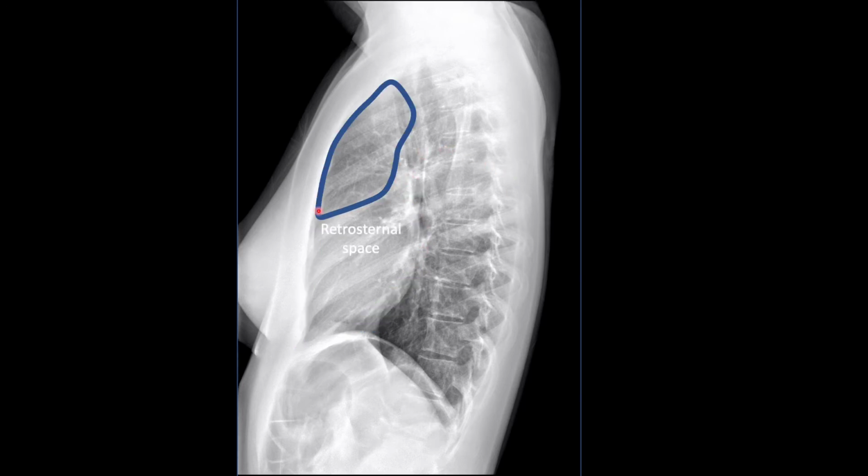Then we have this retrosternal space, which is basically a space filled with air above the heart, and this space can be filled if your right ventricle enlarges, or if you have, for example, a mediastinal mass, or if you can have a hematoma. So anything can fill the space. So always look for this retrosternal air space. It should be filled with air, and if it's not, you have to start thinking what is occupying that area.